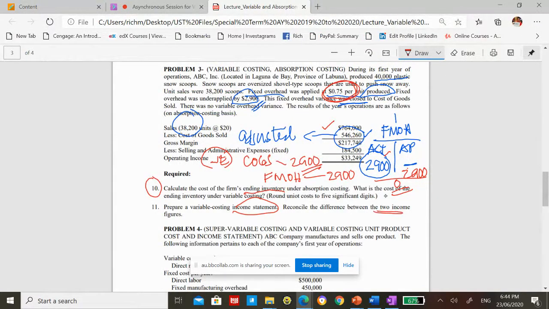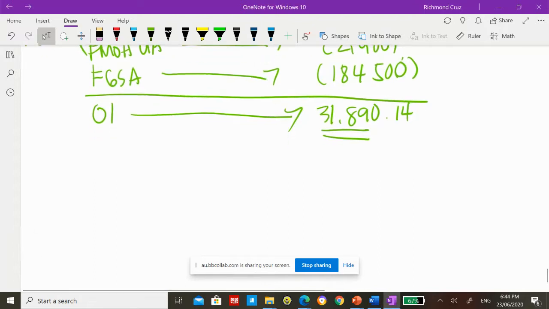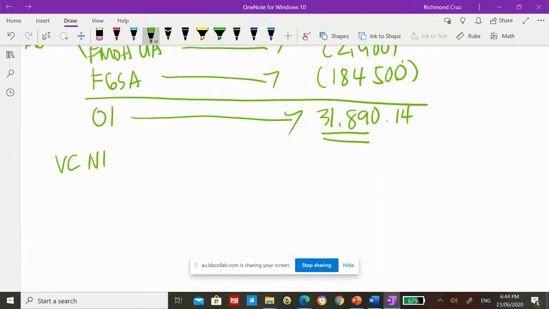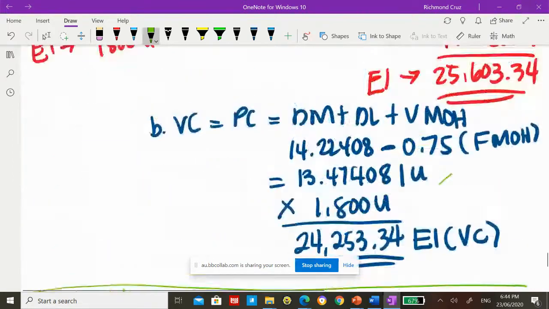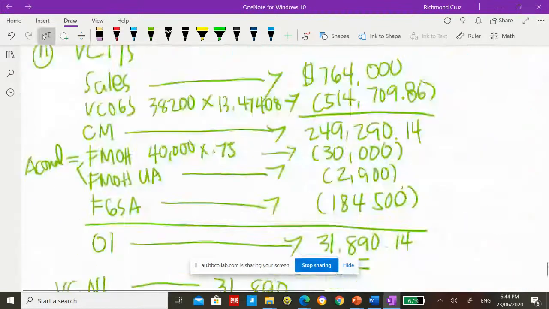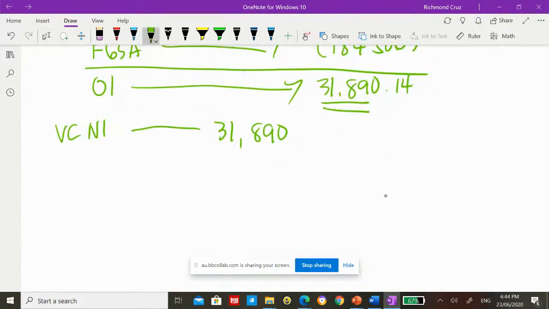So tanong, let's reconcile daw. So this time, start tayo ng variable costing net income papunta kay absorption. So this is 31,890. Ngayon, yung beginning inventory sa absorption costing ina-add. So this time, yung mga minus natin. Kaya lang zero naman yan. Tapos meron tayong ending inventory. This time, i-add. Kapag variable costing, papunta kay absorption costing net income. Baliktad lang. Kasi kay absorption, ina-add yung beginning, yung ending, mina-minus natin.